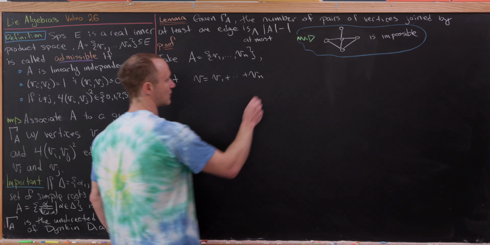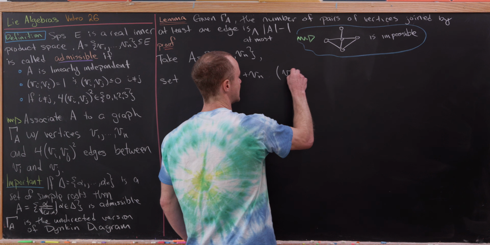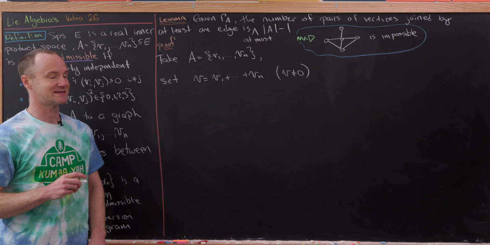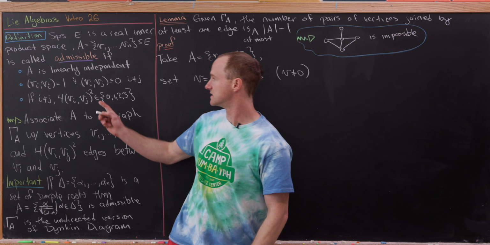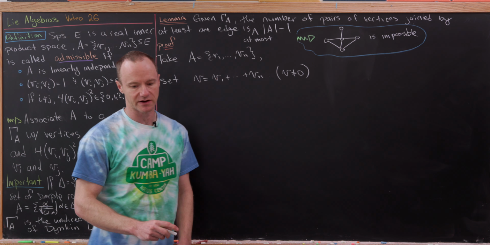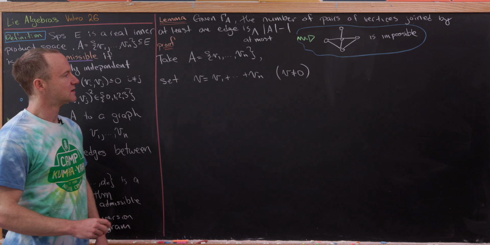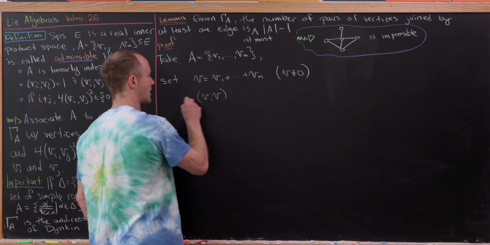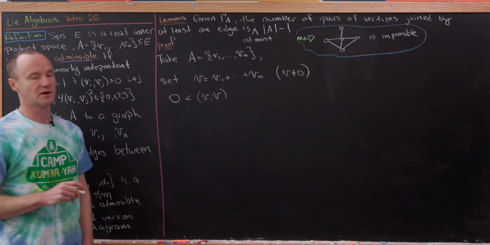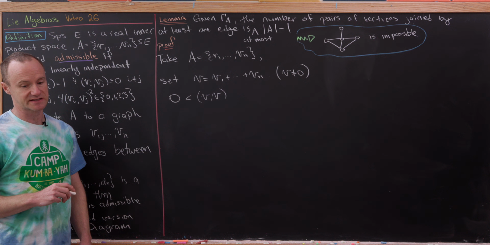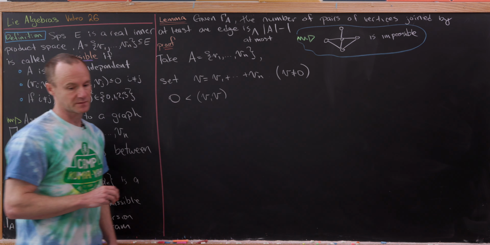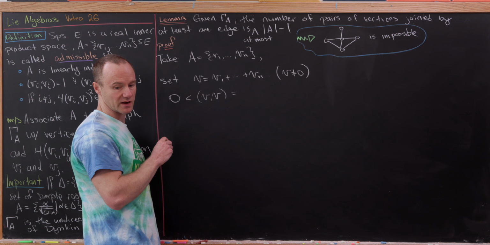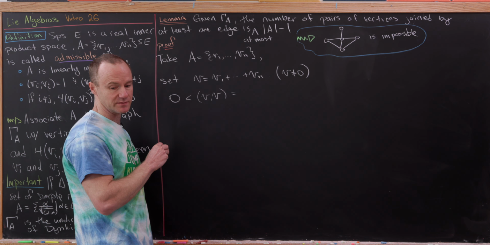Okay, and now let's observe that V is not the 0 vector. And we know that V is not the 0 vector because our set over here is linearly independent. But since it's not the 0 vector, that means if we take the inner product of V with itself, we necessarily get something that's positive. But now let's observe, what is that inner product of V with itself going to be?